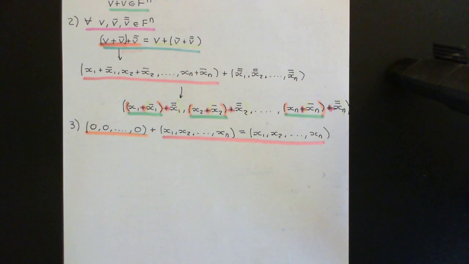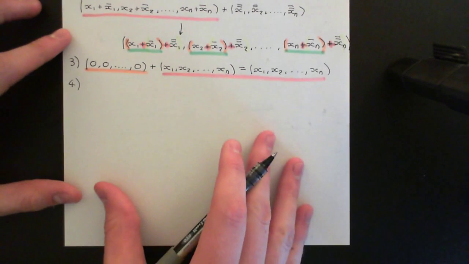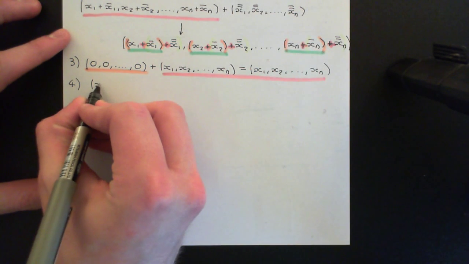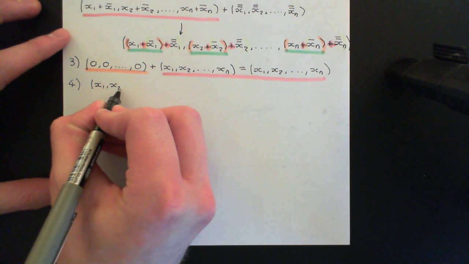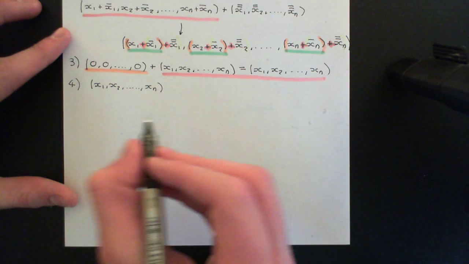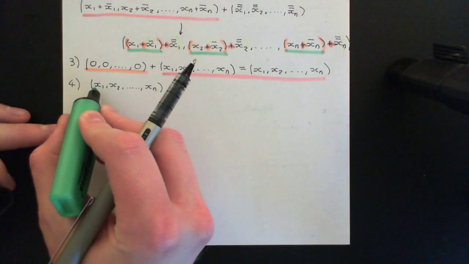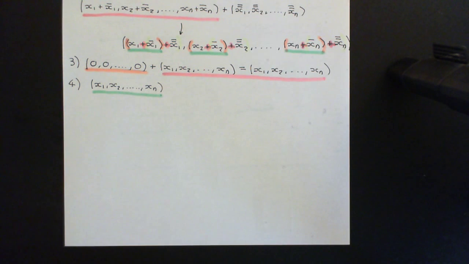Okay, so we've checked closure, we've checked associativity, we've checked that we have a zero vector. What we now need to check is that we have inverse elements, additive inverse elements. So we need to take an arbitrary vector from our set, which will be something of the form x1, x2, all the way up to xn. What I now want to prove is that this set Fn has another vector which, if I add it to this vector, will give me the zero vector, the additive identity in my vector space.